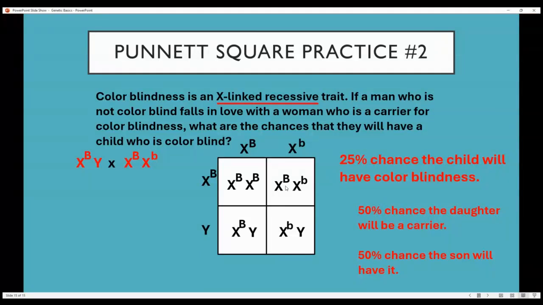And the females, their daughters, might be a carrier. So even though that recessive allele is present, there's still that dominant allele there. So this daughter will not have it.